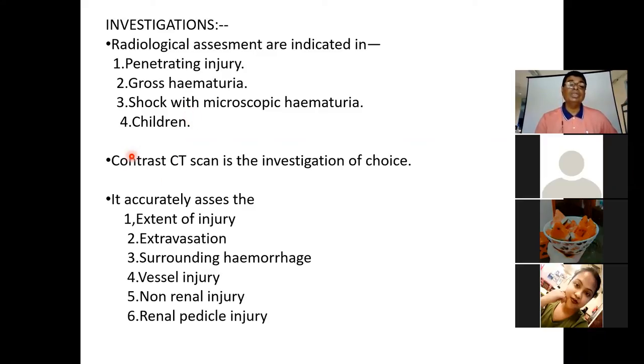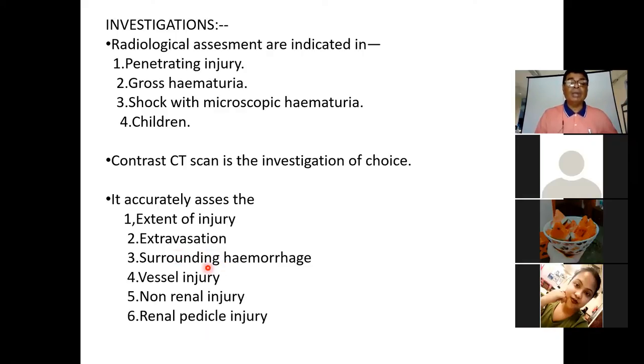It is the contrast CT. Contrast CT is the investigation of choice. Why? Because it will give you an accurate diagnosis. This contrast CT will tell you the extent of injury, whether there is extravasation of urine or not. Extravasation of urine means that the injury has involved the collecting system of the kidney, that means calyces or pelvis, major or minor calyces. It will also tell about the external bleeding, meaning the surrounding bleeding. What is the amount or the size of the hematoma around the kidney?